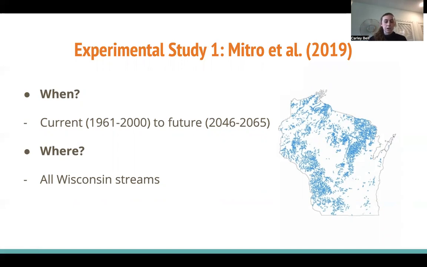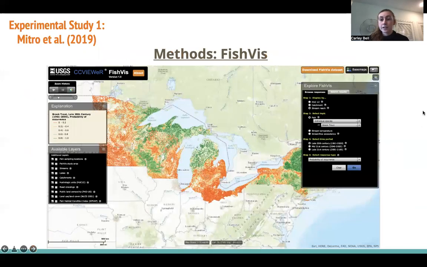And where will this be conducted? In all Wisconsin streams. So we're focusing just on the state of Wisconsin, and we're focusing on all stream reaches that trout have occupied. And here's another picture of the state of Wisconsin, and the blue represents all of the stream reaches. Now we're going to get into the methods.